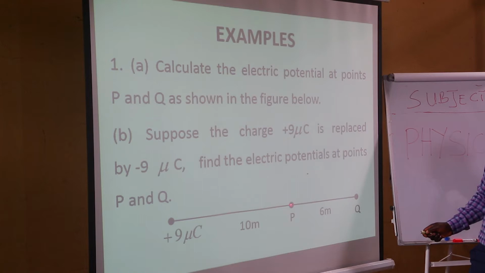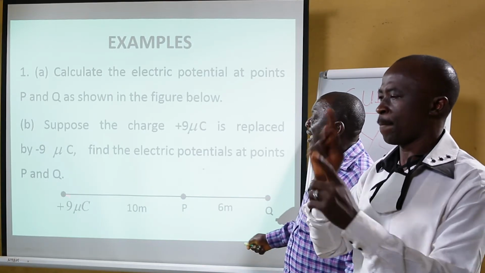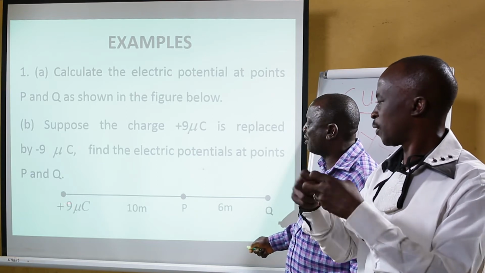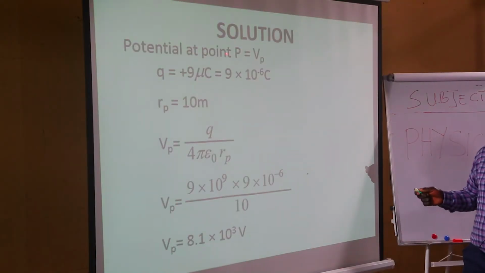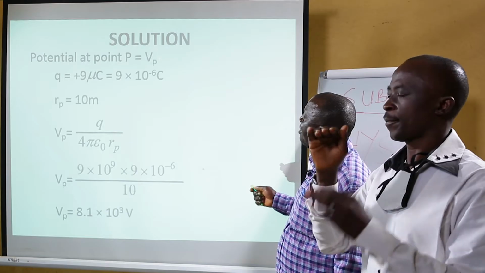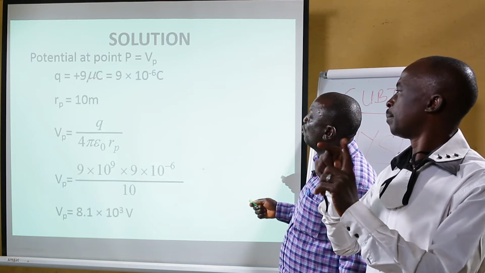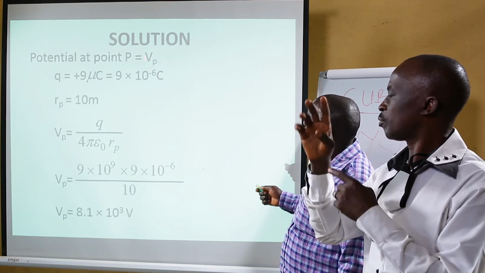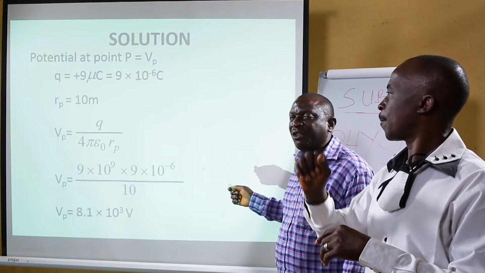The distance between point P and our charge plus 9 microcoulomb is 10 meters. And the distance between point P and point Q is 6 meters, which means that the distance between point Q and our positive charge, plus 9 microcoulomb, will be 16 meters. Solution: potential at point P is equal to V subscript P. We have our charge Q equal to plus 9 microcoulomb, which is equal to 9 times 10 raised to power minus 6 coulomb, because micro means 10 raised to power minus 6.